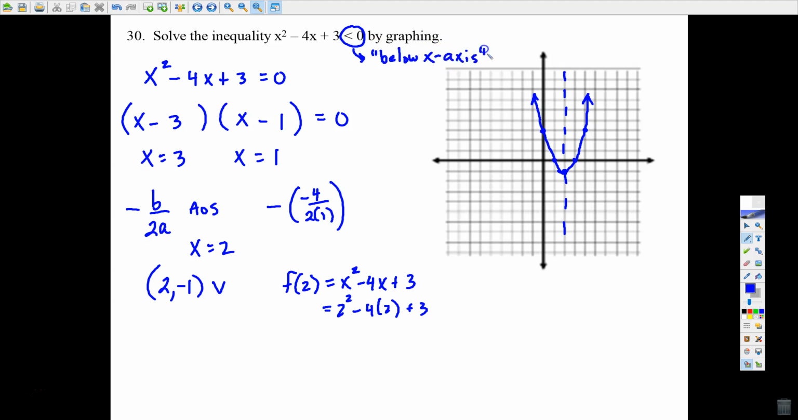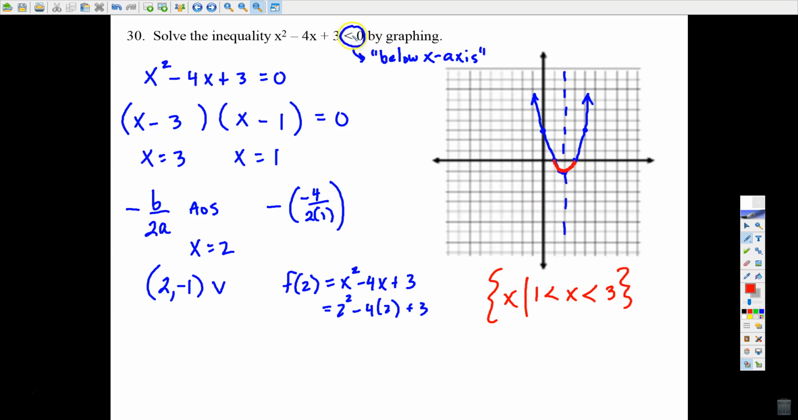If it had said greater than 0, then it would mean what part of it is above the x-axis. Okay, well, it's pretty obvious that the part that's below the x-axis is right here in red. And what are those x-coordinates? Well, the part that's below the x-axis falls between x equals 1 and x equals 3. And it doesn't include them because it doesn't say less than or equal to. So the way we can write our answer then is all x such that x is between 1 and 3.